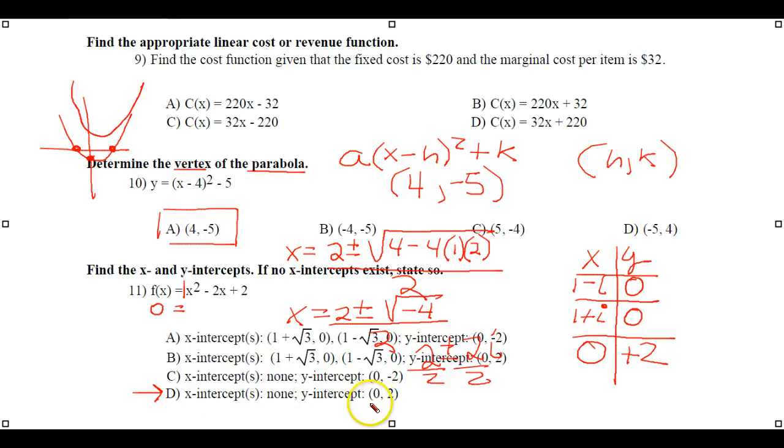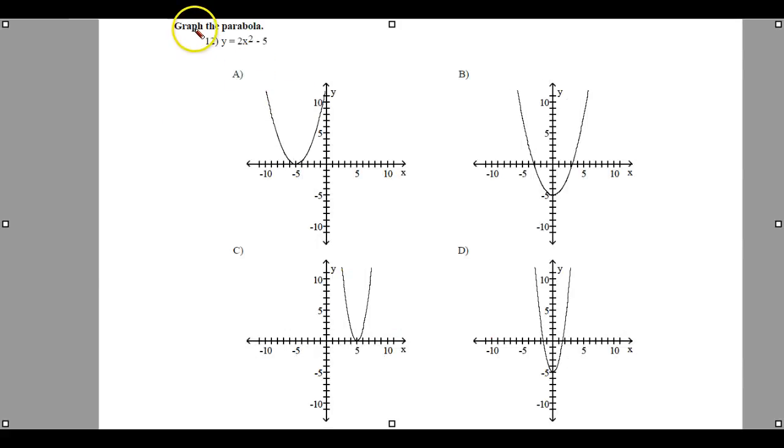Y-intercept, now notice they're writing it in its proper form, 0, 2, which is what we had right there. Okay, that was kind of a tricky one too. Now here they want us to graph the parabola, and this is sort of in slope-intercept form.